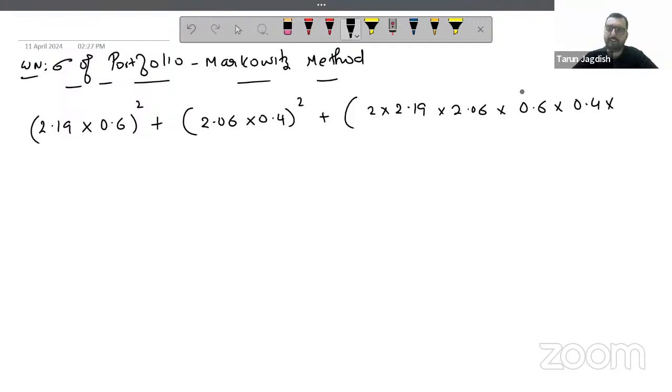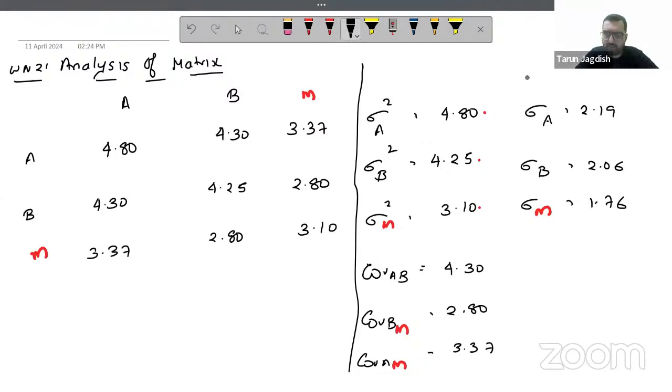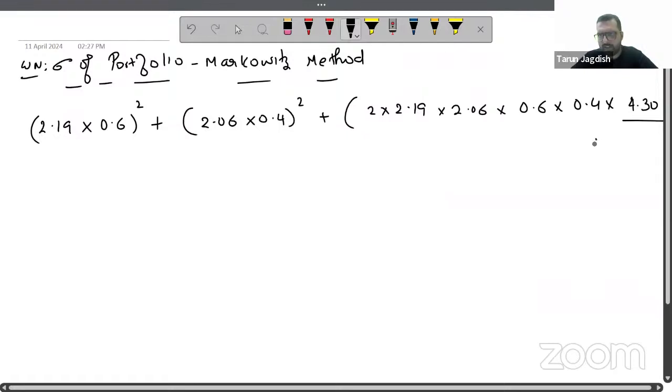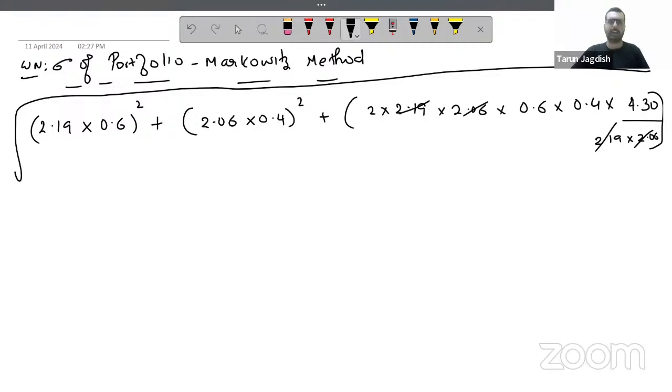All right. Friends, in order to find out correlation of AB, what will I do? I will take covariance of AB, that is given over here as 4.3, covariance of AB divided by standard deviation of A into standard deviation of B. So this and this will automatically get cancelled. So now tell me what is the answer you get over here?